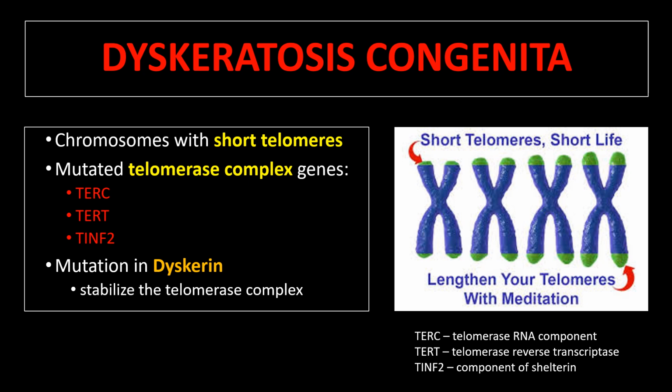So there are mutated telomerase complex genes, in which we have mutated TERC, which is the telomerase RNA component, TERT or the telomerase reverse transcriptase, and TINF2 or the component of your shelterin. So take note also of the mutation of this protein, dyskerin, which is used to stabilize the telomerase complex. So when the telomeres shorten, the cell division stops.